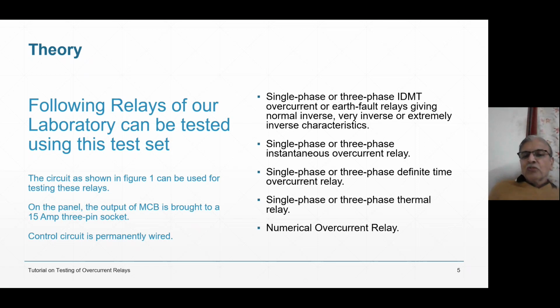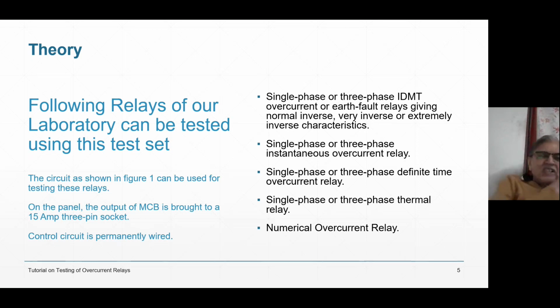Right? So, if you want to learn theory about all these things, that is given in module 3 of Adapt.me, power system protection, and I have written everything. There are questions also, there is theory also, there is everything. You can test single phase or 3-phase thermal relay also, and you can test numerical overcurrent relay also.